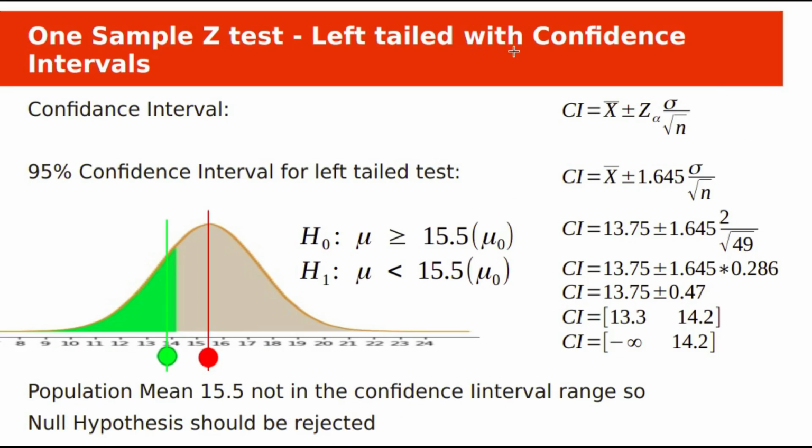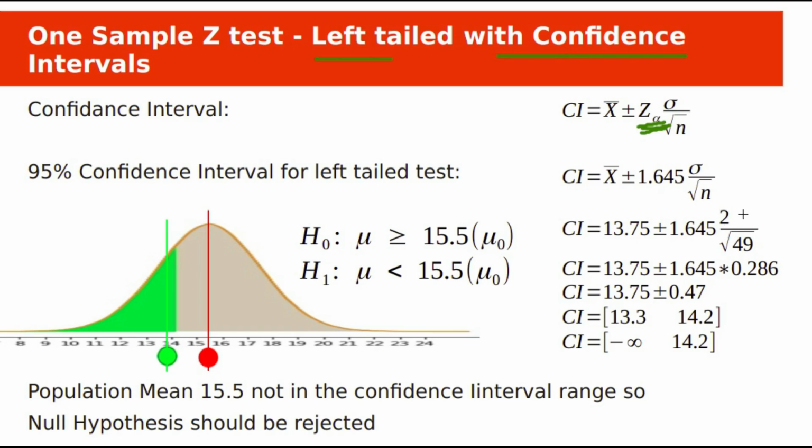Let's see by using confidence intervals also. This is also a left tail test. You have to find only the upper bound. Let's calculate the lower bound and upper bound and replace the lower bound with minus infinity. Since it is a left tail test, meaning a one tail test, take the Z critical value for a one tail test. For 95% confidence level, the Z critical value for a one tail test is 1.645 and our sample mean is 13.75 plus 1.645.